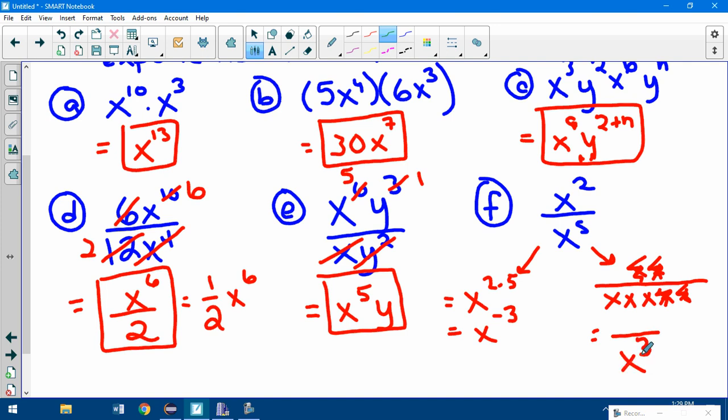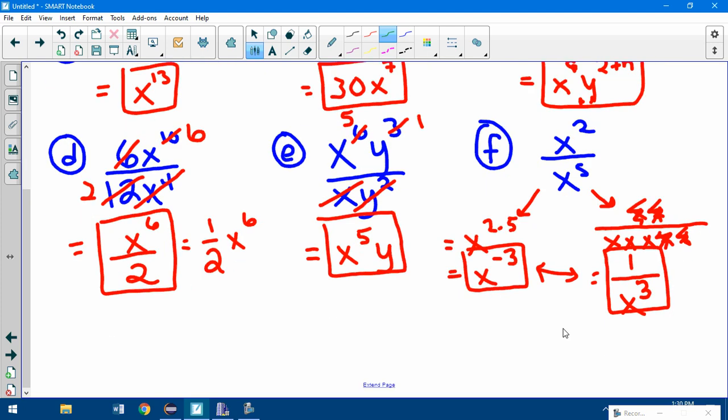Looks better. What do you think should be on top? We can't say 0, because think about what happens. If I have a number divided by a number, like 5 divided by 5, or 8 divided by 8, whatever, x divided by x, what am I going to get? 1. So 1 over x to the 3rd. Now both of these are correct answers. So if they're both correct answers, what's that mean? They must be equal.